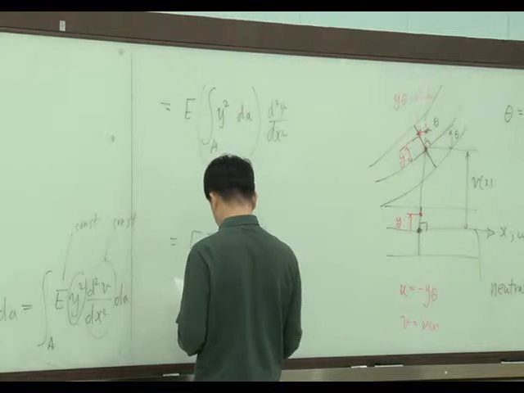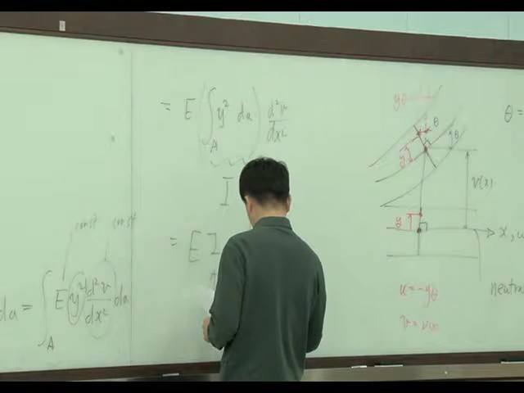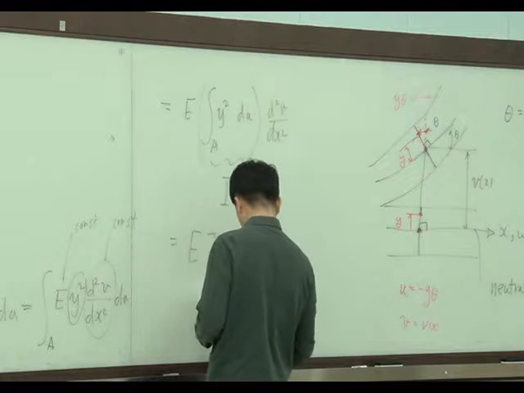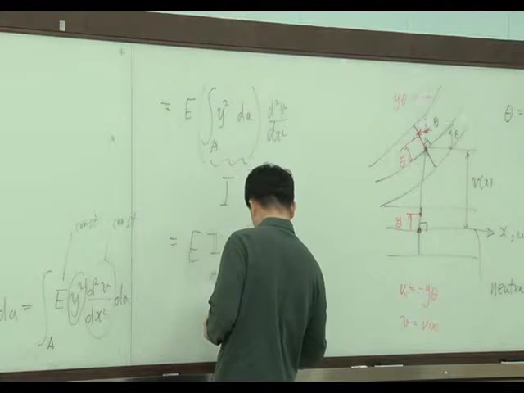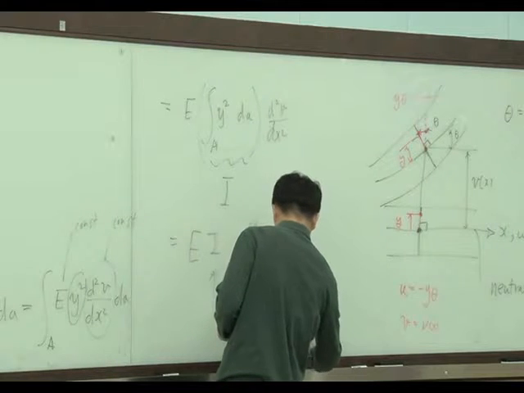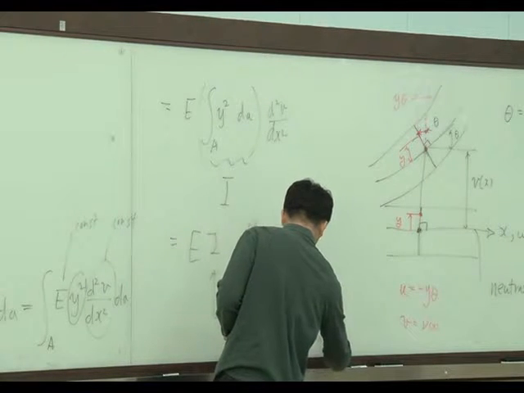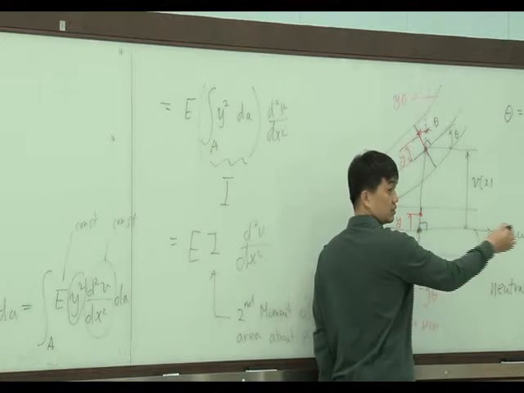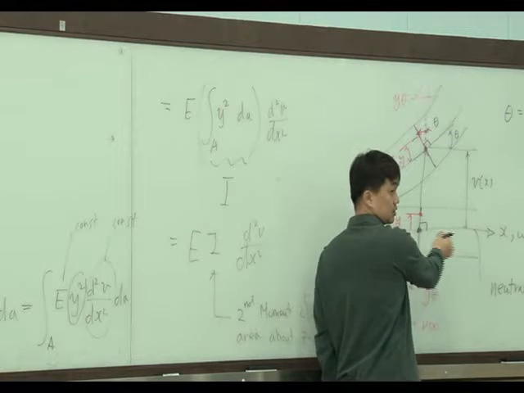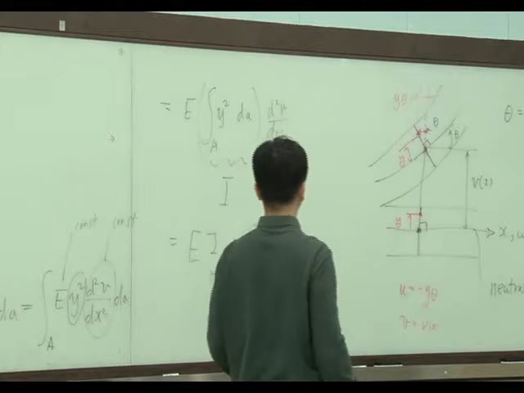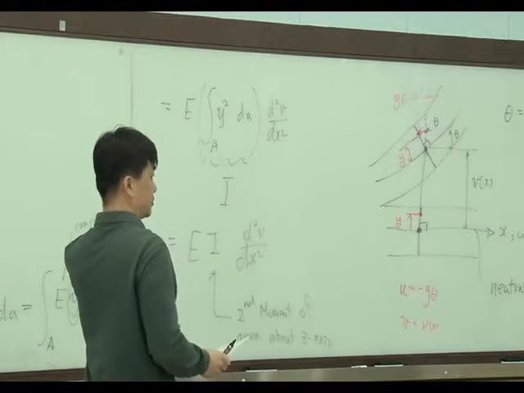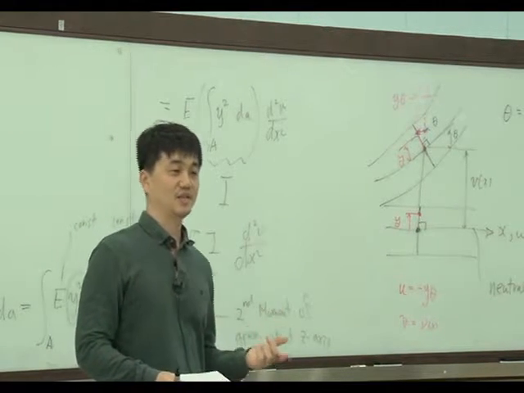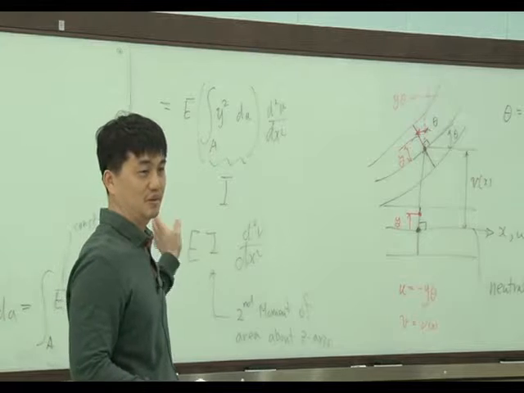I equals second moment of area about the z-axis. So the z-axis is this axis. Okay, this is the z-axis. So now I introduced a little bit of new concept, I. I know all of you are very familiar with I.